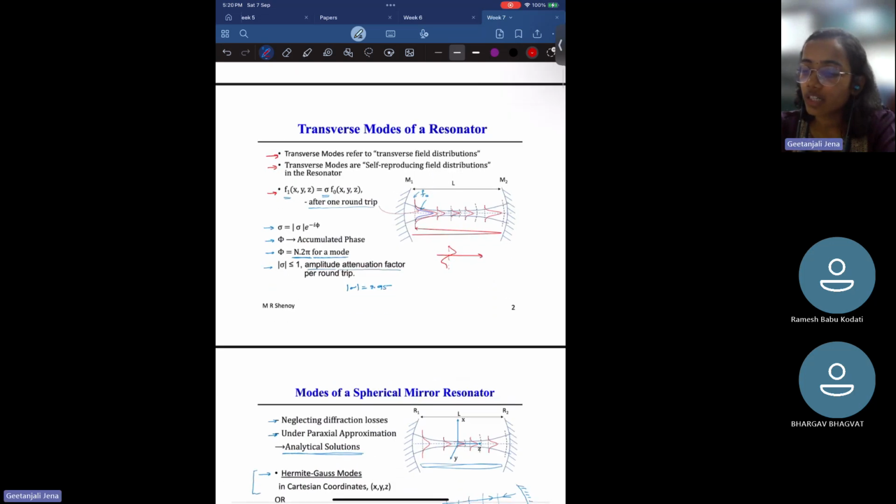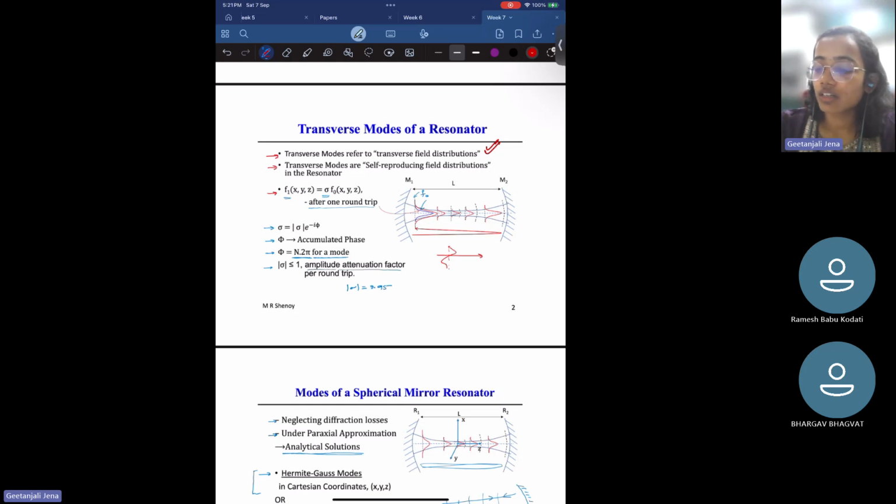So transverse mode, as the name indicates, is transverse to the propagation. It is perpendicular to the propagation of the ray. We are assuming the propagation is happening in the z direction, so the transverse plane is the xy plane. The transverse mode indicates the transverse field distribution. And the transverse modes are those modes that are self-reproducing field distributions inside the resonator.